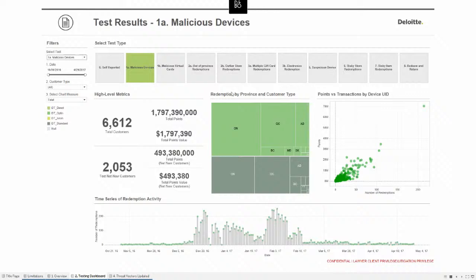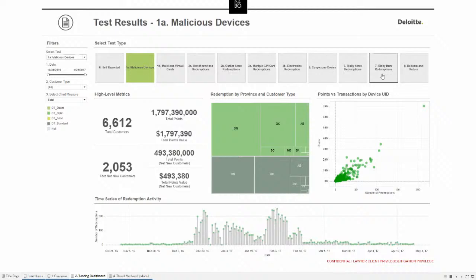So we have things like you're redeeming out of your home province. So I live in Ontario and I'm redeeming in BC. How often does that happen legitimately versus how often does that happen for a fraudulent event? As we work our way from left to right, we're losing confidence in this test by itself. So item number 7, risky item redemptions.